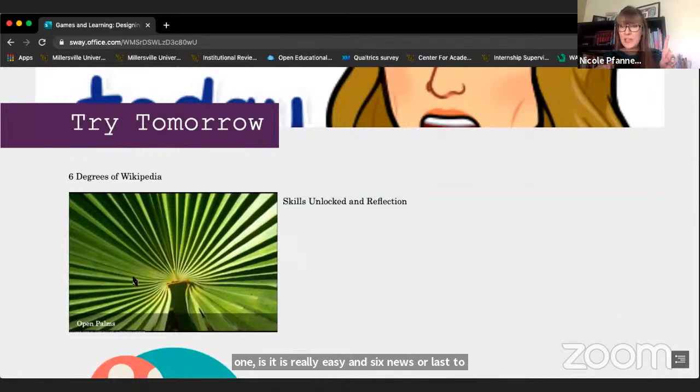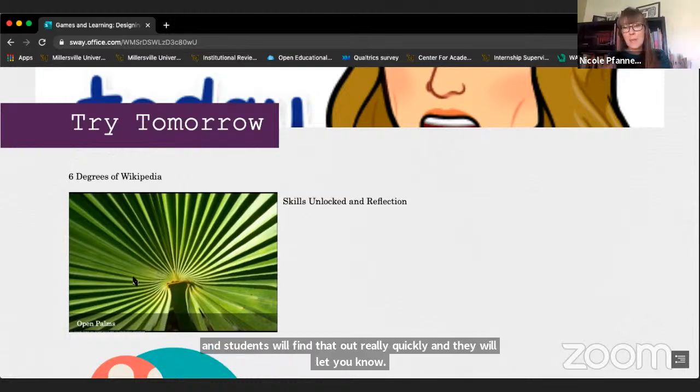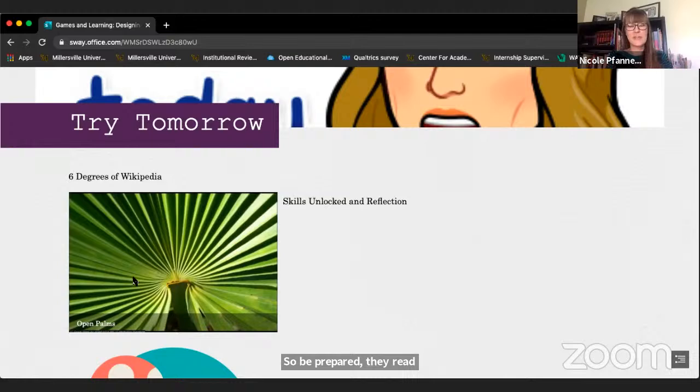The one note on this one is it is really easy in 6 moves or less to connect any Wikipedia page to Hitler and mac and cheese. And students will find that out really quickly and they will let you know. So be prepared. They really quickly find very bizarre things when they play this game, but the connection across topics as practice for the information literacy practices that are so valued in higher education is really important.